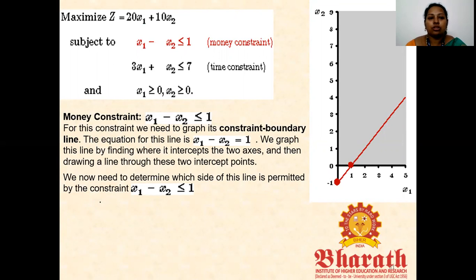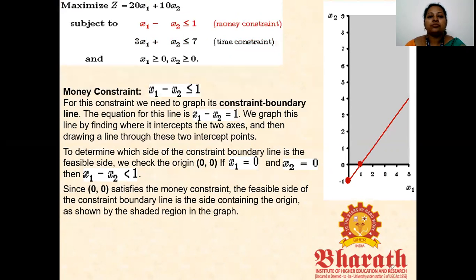Before that, we have to draw the money constraint. That is, we can join the line 1, 0 and 0, minus 1. Through the points, we can draw the straight line. Then we have to search which region is less than or equal to 1. The less than or equal to region is only above the line. After getting a line for this constraint, we need to draw the graph.